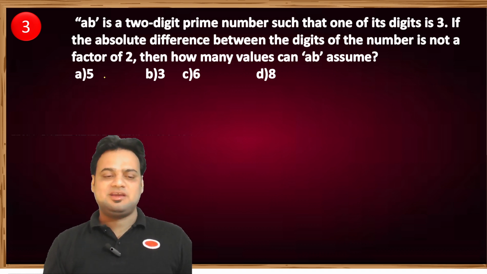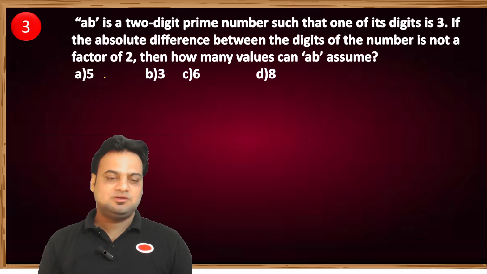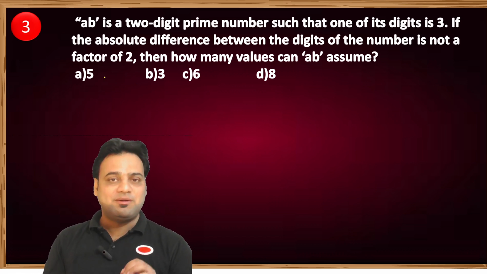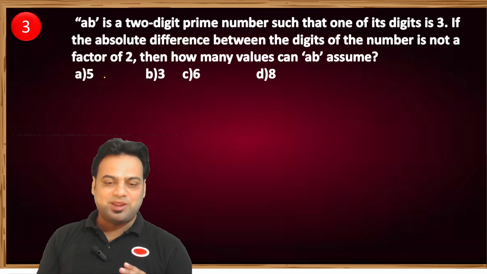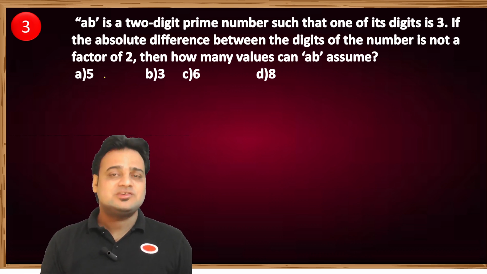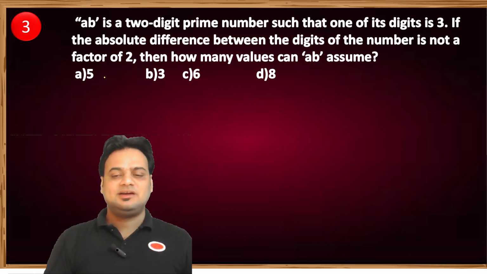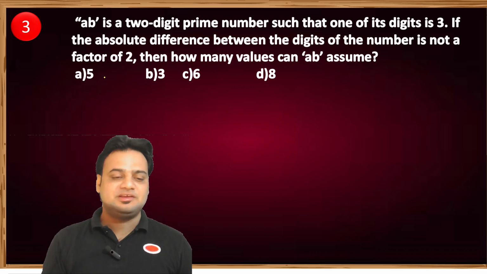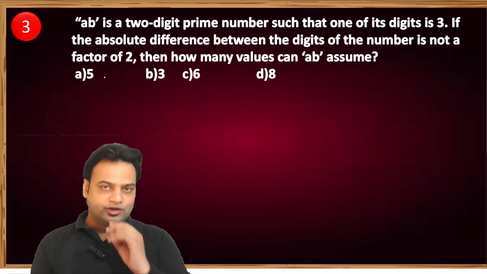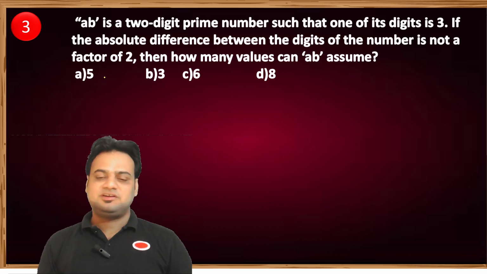The question is that AB is a 2-digit prime number. Do you know prime numbers? All of you know prime numbers now. Prime numbers are those numbers which have exactly 2 factors. So if one digit is 3, and the absolute difference between the digits of the number is not a factor of 2. Firstly, listing the 2-digit prime numbers in which one digit is 3.